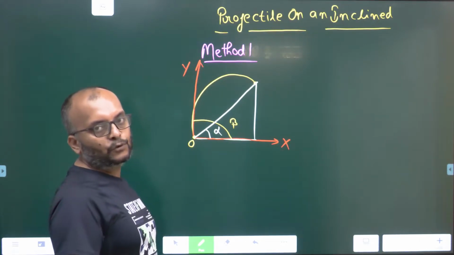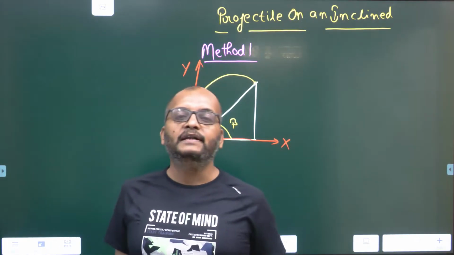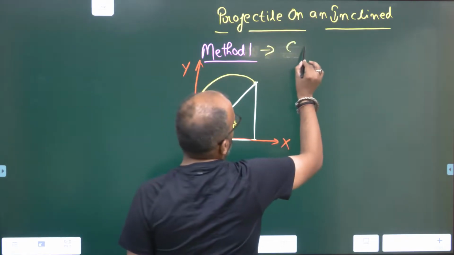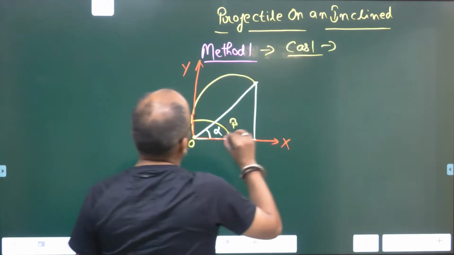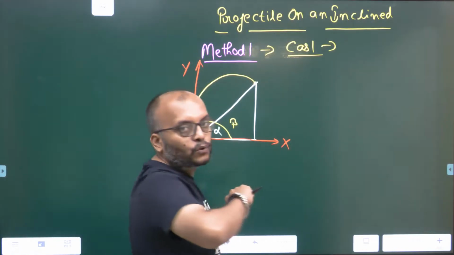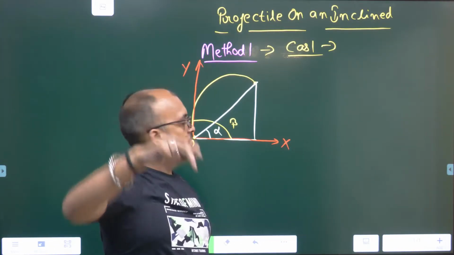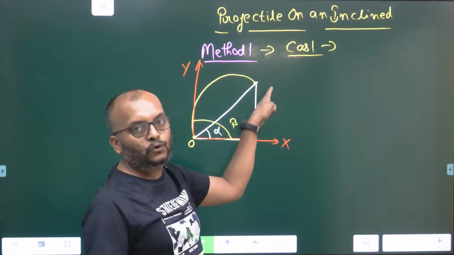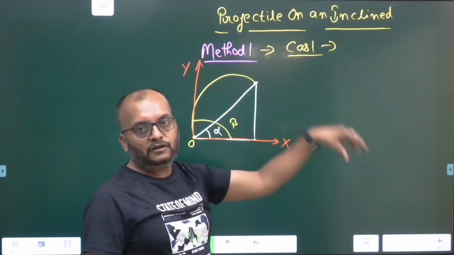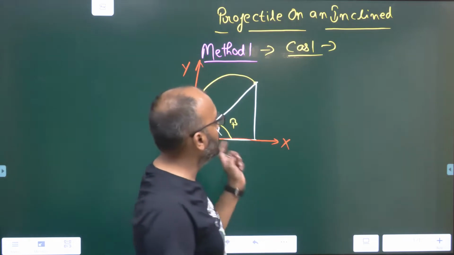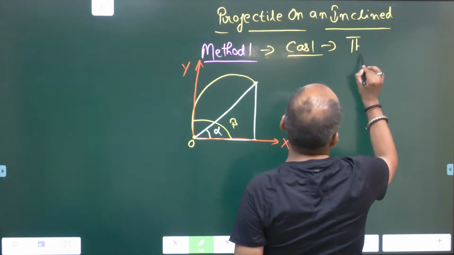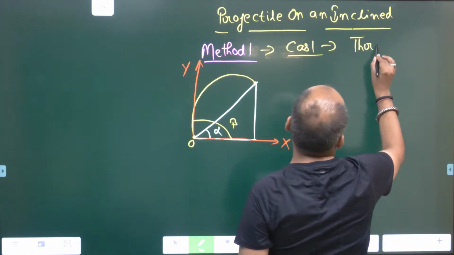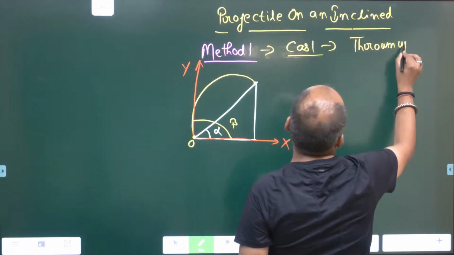Now, in the incline, as I have told you, there are two methods to solve it, and there are two cases also. What are the two cases? In method 1, we are doing case 1. What is case 1? See, projectile is thrown up above the incline. Second case can be when projectile is thrown from top of the incline to the bottom, thrown down. So here, body is thrown up. Okay?